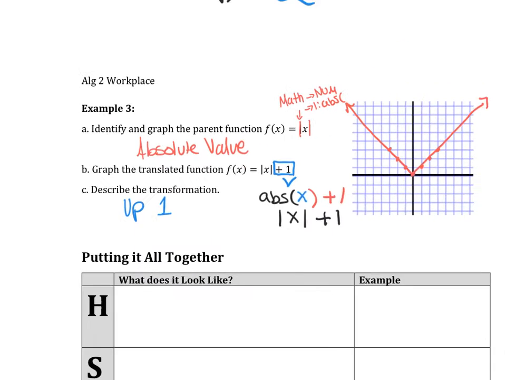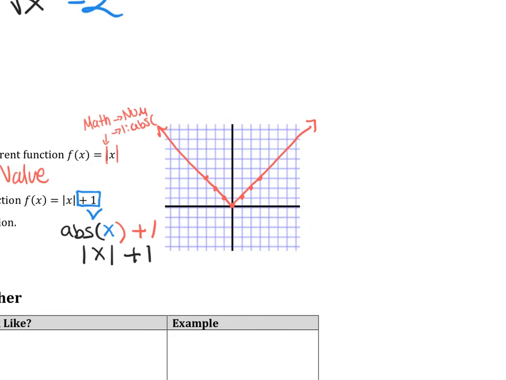And when you graph it, you should see that your graph does indeed move up 1. If it's not moving up 1, then something happened, and you should double check either the equation that you wrote or how you typed it into your calculator. There are a lot of opportunities to check your work here to see if you're doing everything correctly, so make sure you're doing that.